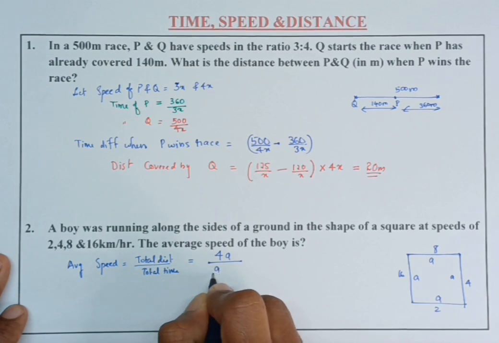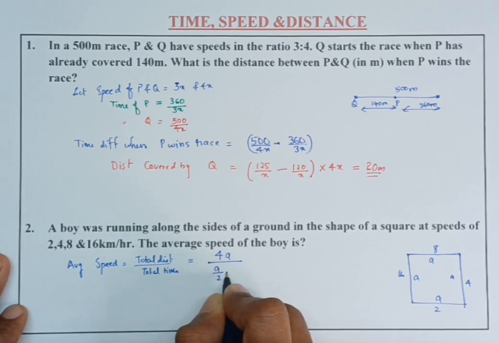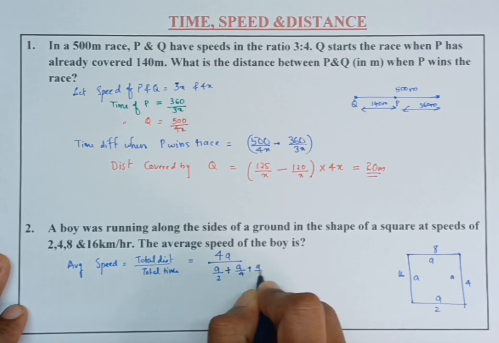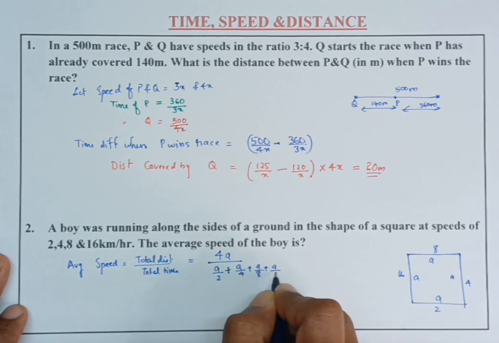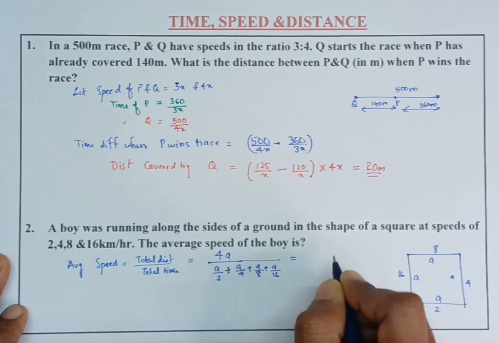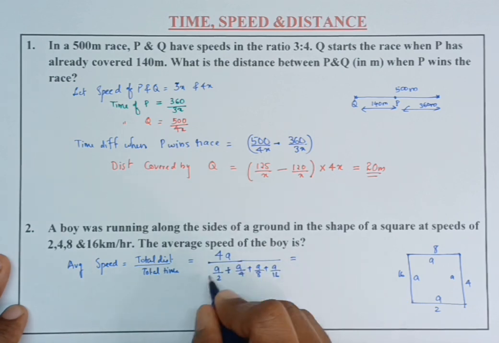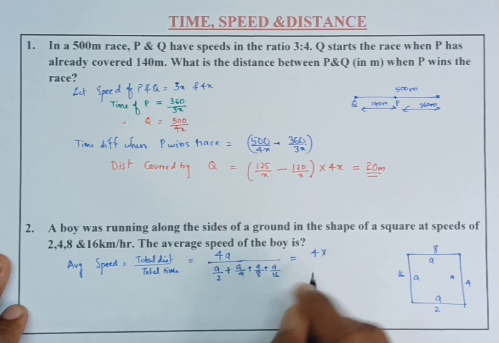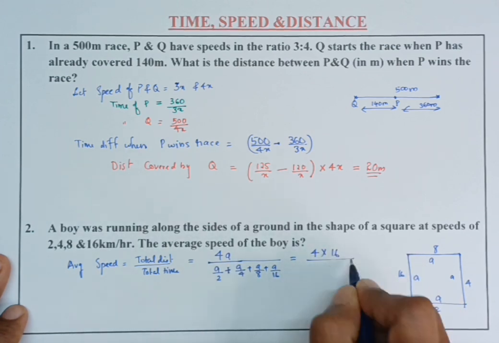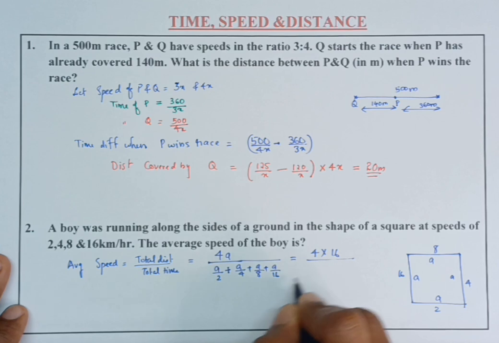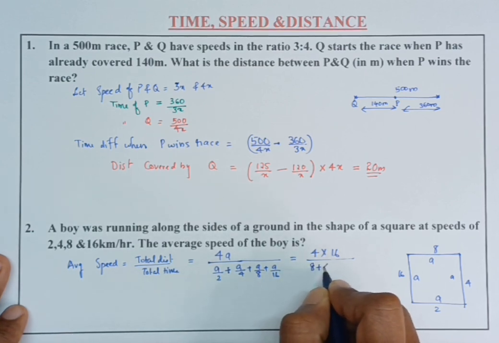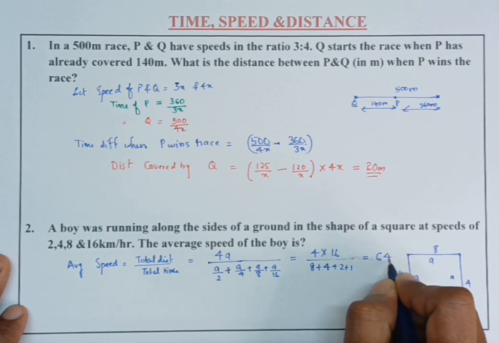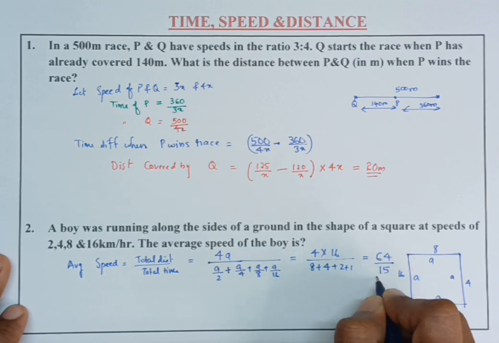That means a by 2 will be the initial time that will be taken, and a by 4 plus a by 8 plus a by 16. So finally a, we can take common out, and that will get cancelled. So this will be 4 into 16 is common from here, and we will get 8 plus 4 plus 2 plus 1. So the answer will be 64 by 15.